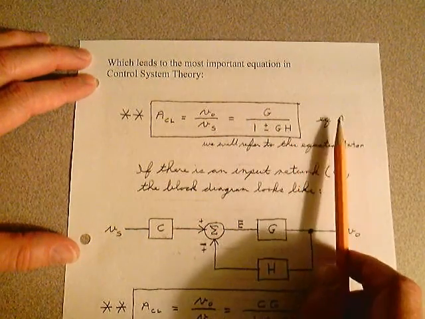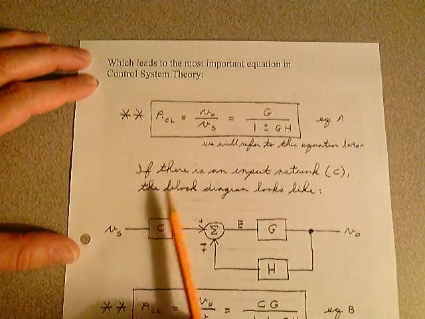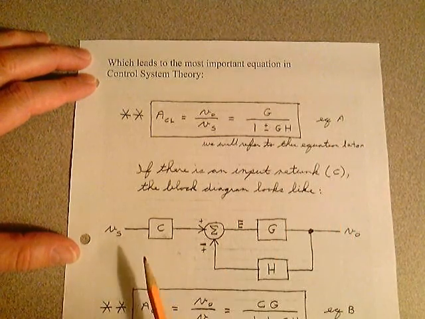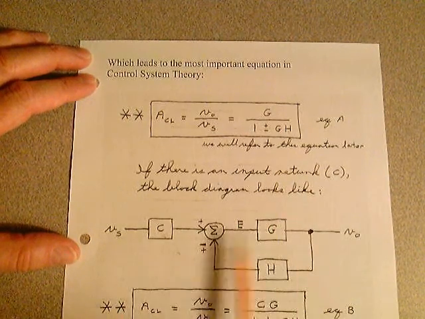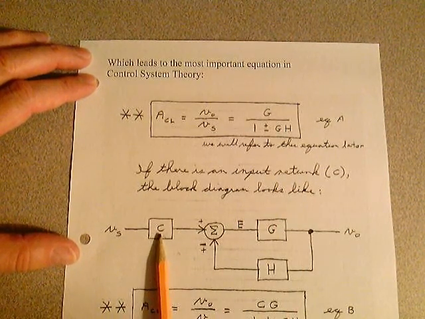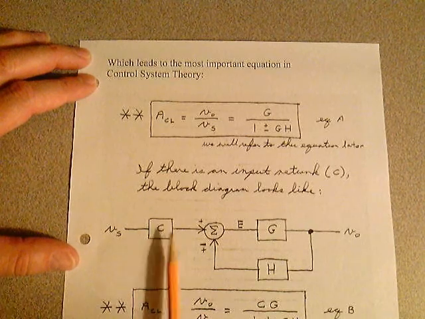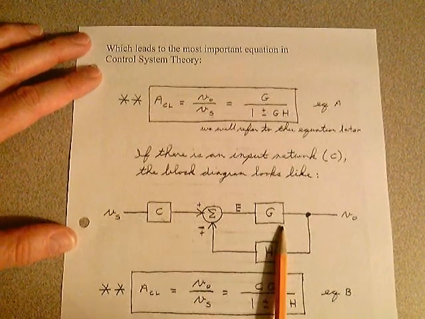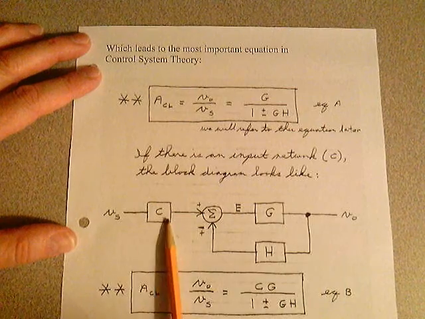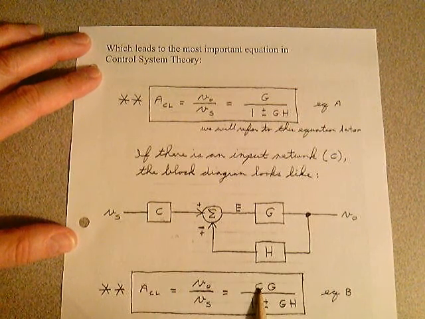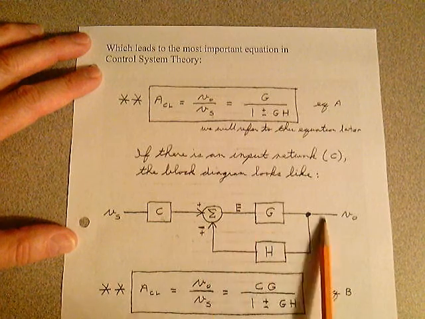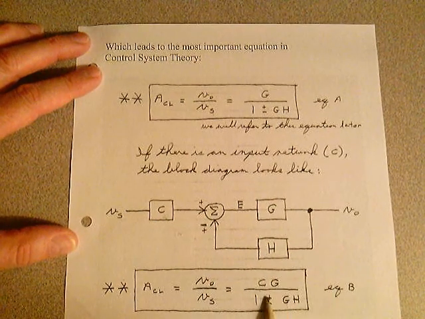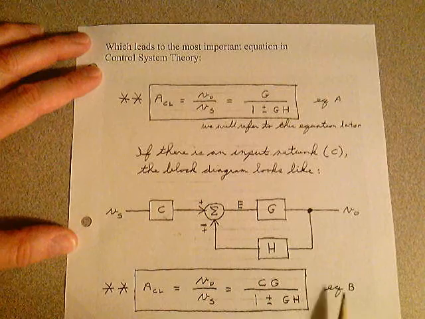We're going to refer to that as equation A. If there is an input function C, an input network C, the block diagram would look like this. In other words, if you have some gain factor, another preamplifier or something that's driving this because you need to get this signal up a little bit, that C just goes in as a multiplier. Here's C, just goes in as a multiplier, and then your gain there is your G over 1 plus GH. We're going to refer to that as equation B.